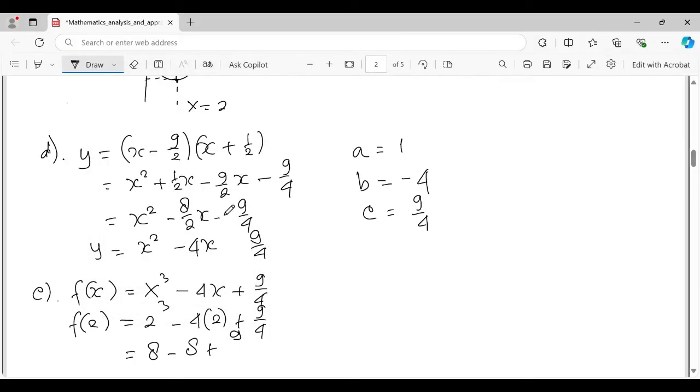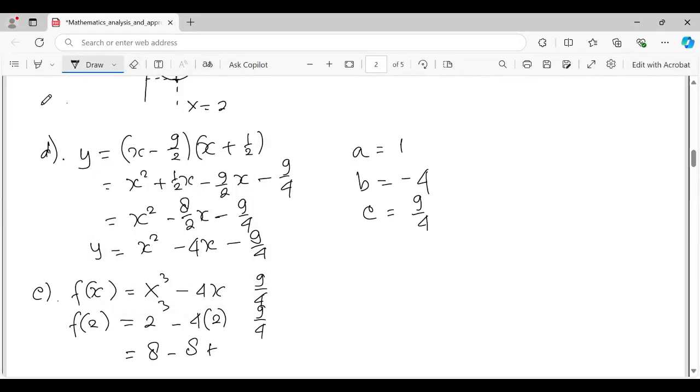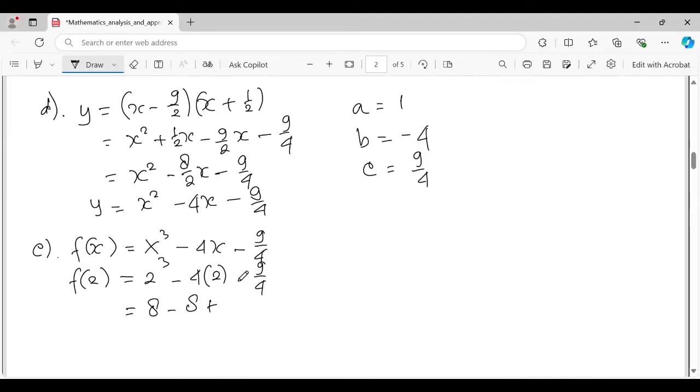Minus, minus, minus. So this is minus, actually. Right. Minus, minus, and this is minus. Okay. 9/4. And it becomes minus 25/4 if you calculate it. Okay.